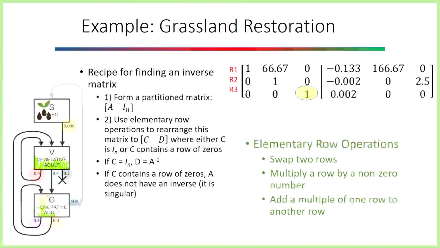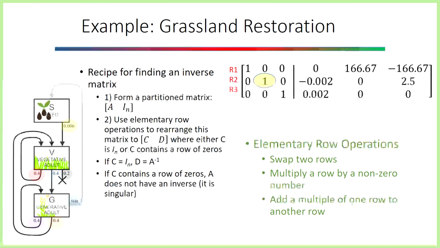Okay, now everything above our pivot is 0, so we can move along to our next pivot and eliminate all the non-zero values above it. This will require subtracting off 66.67 times row 2 from row 1, which yields 1, 0, 0, 0, 166.67, negative 166.67 in the first row. We've eliminated all the non-zero values above the pivot, and we're done.